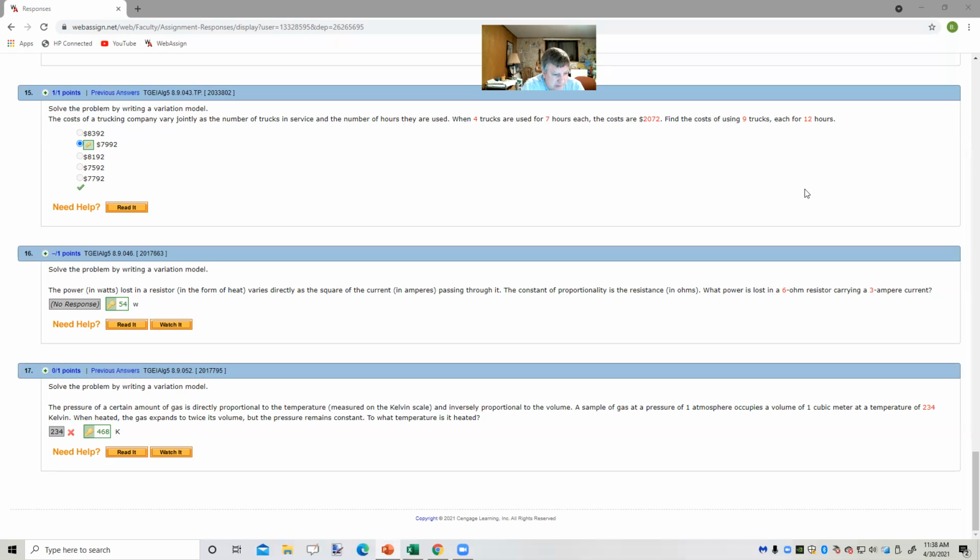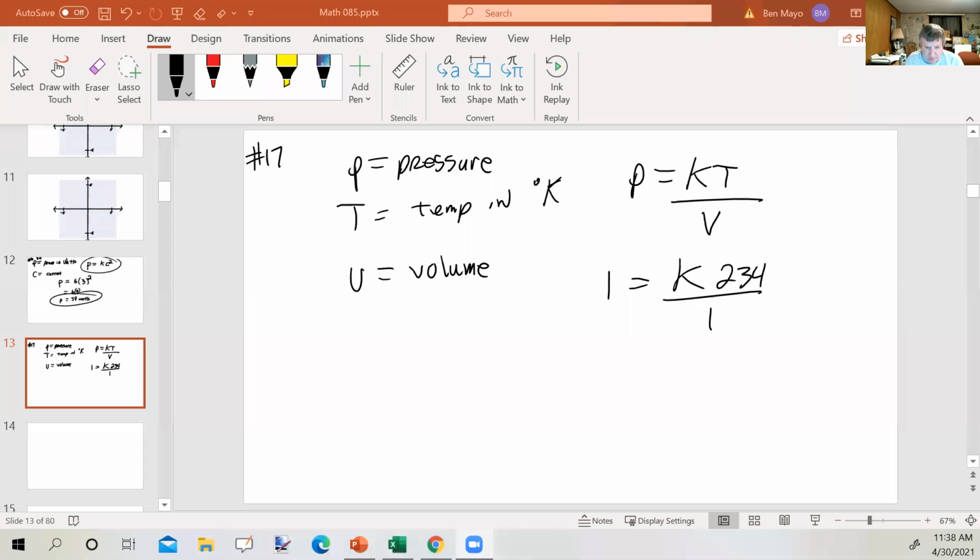Okay, now, let's see here. So what I'm getting is this. Again, it says a sample of gas at a pressure of 1 atmosphere, so the pressure is 1, occupies a volume of 1 cubic meter, so the volume is 1 cubic meter, and temperature is 234 Kelvin.